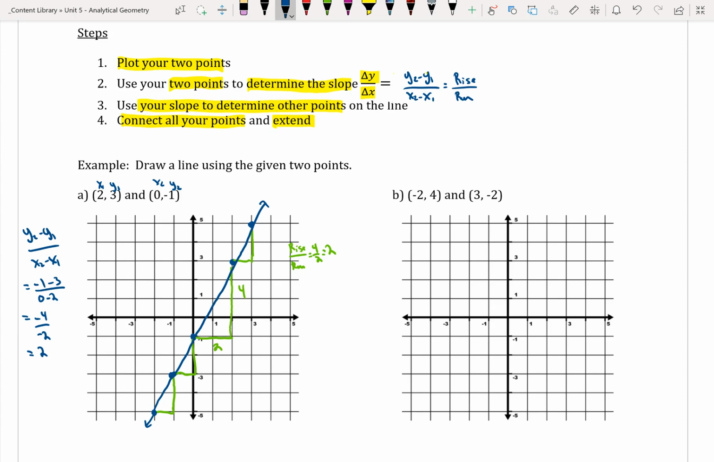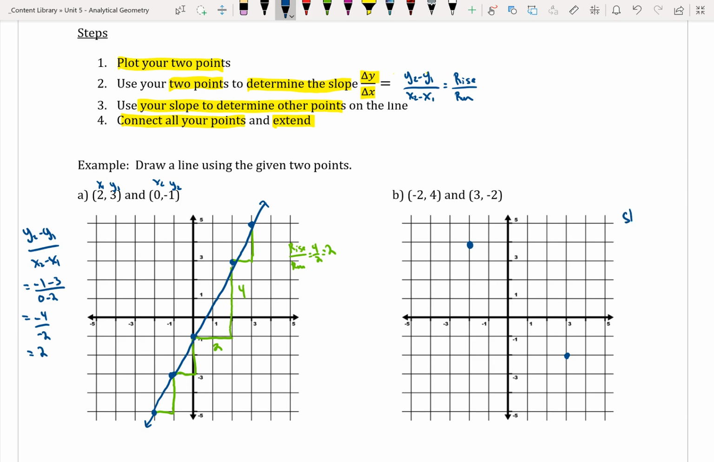For B, same idea as the last one. We're going to start by plotting our 2 points. So at -2 and 4, and at 3 and -2. And now what we want to do is find our slope so we're able to graph other points.